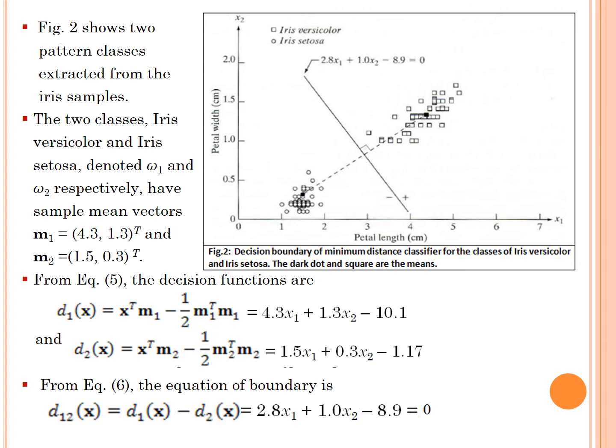From equation 6, the equation of the boundary is d12(x) = d1(x) - d2(x) = 2.8x1 + 1.0x2 - 8.9 = 0.